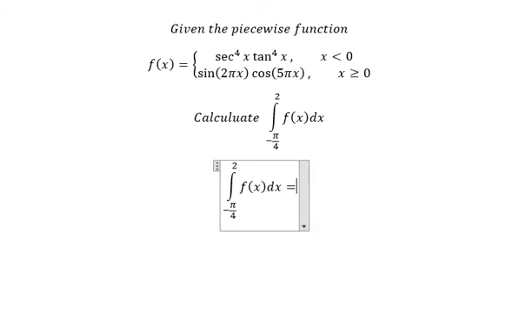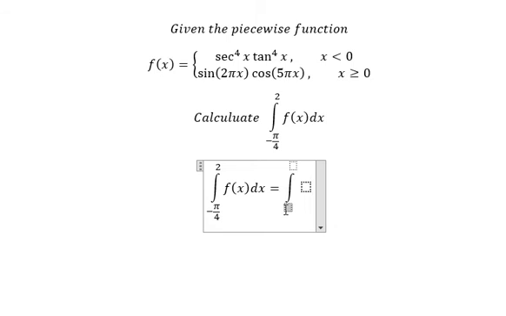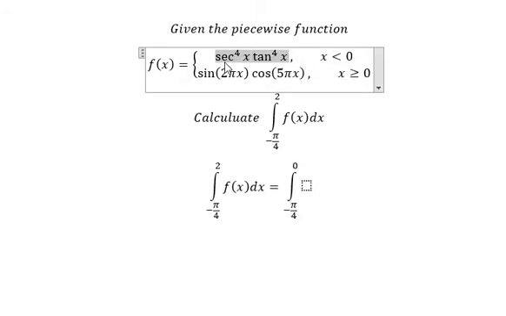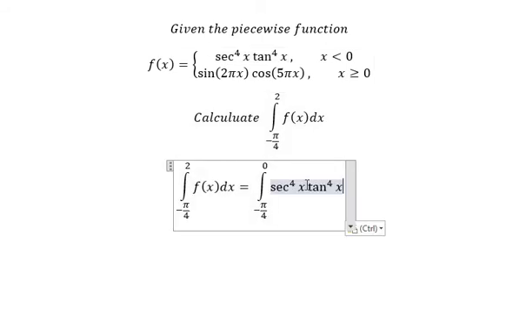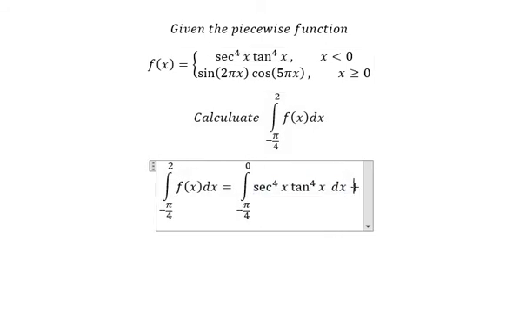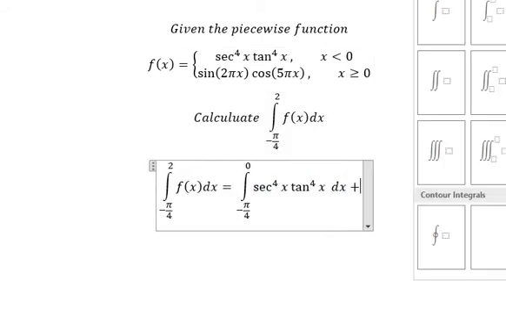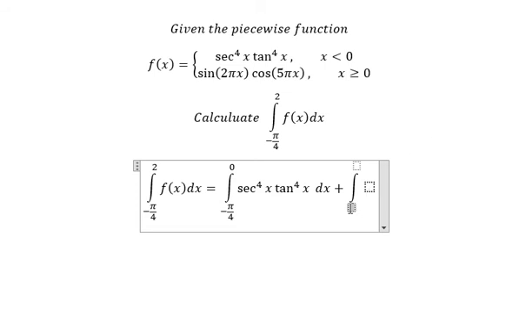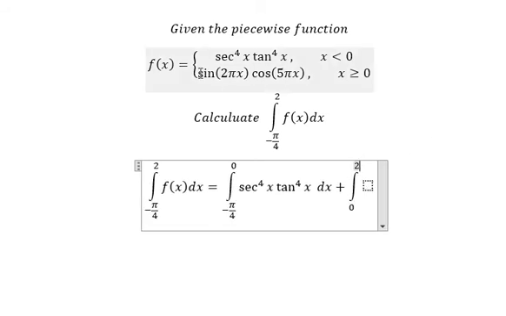So we will have the integration from negative π over 4 to number 0. And this is for negative, so we put this one going here. And we have the second one, the integration from 0 to number 2. And that's it for this one.